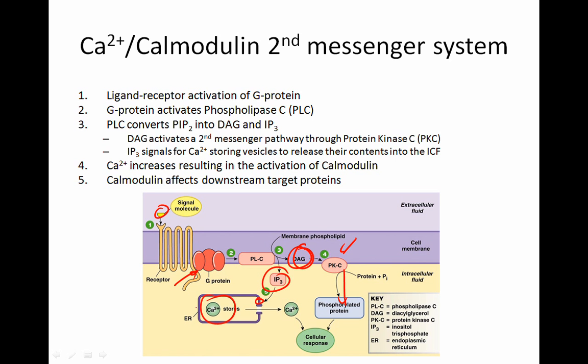Now, why is IP3 not a second messenger? If you had to take a guess. Because it binds to a receptor. It's not actually acting as an effector, but it's very similar to that. What it's doing is opening a channel to allow the chemical through. So that's why we don't say IP3 is the second messenger here. It just opens the channel.